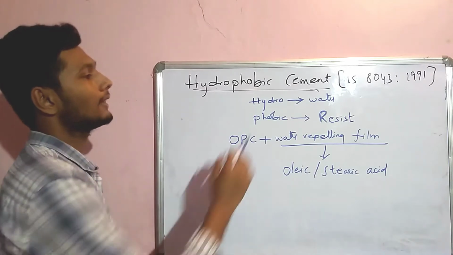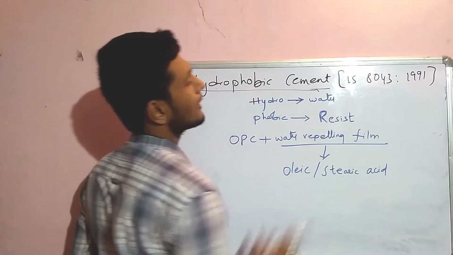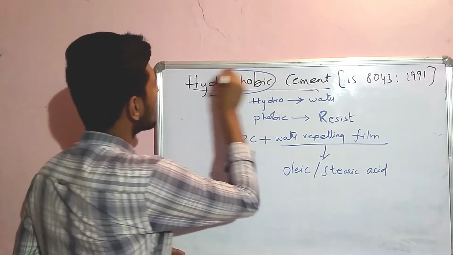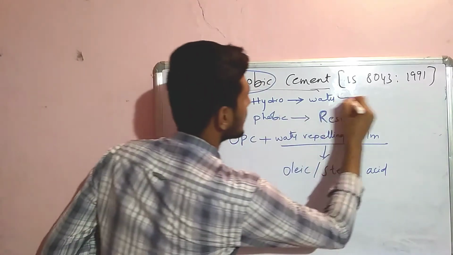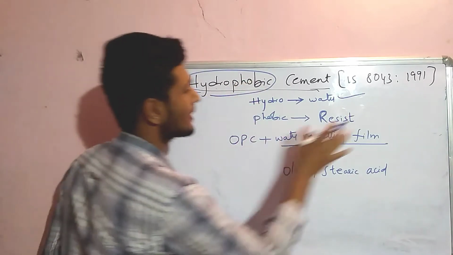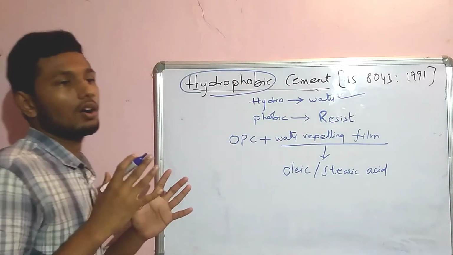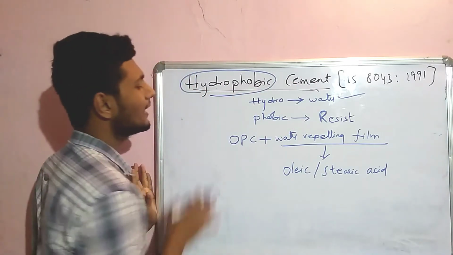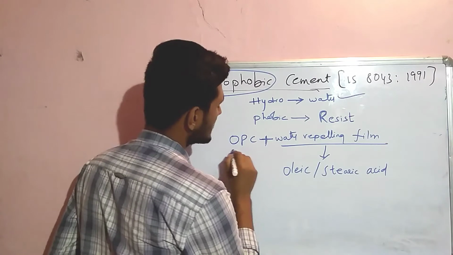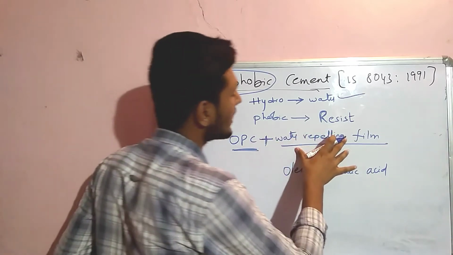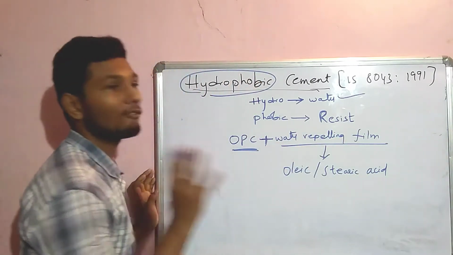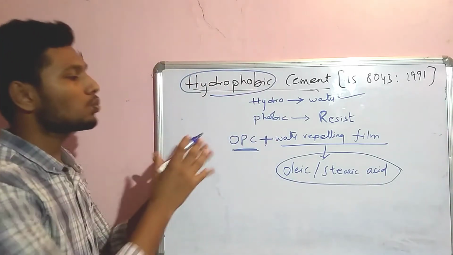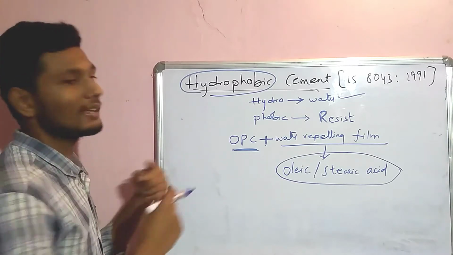Hydrophobic cement, and the hydrophobic cement is covered by IS code 8043:1991 revised. In the name itself, hydrophobic means hydro means water, and phobic means resist. The cement which offers resistance to water is known as hydrophobic cement. Generally, it is manufactured with OPC mixed with a water repelling film, such as oleic acid and stearic acid. These water repelling films are mixed in the cement.